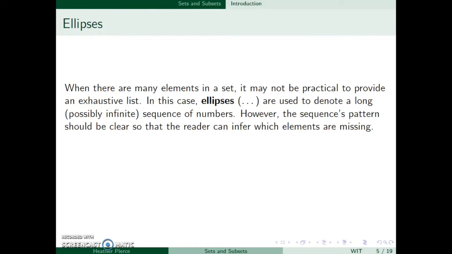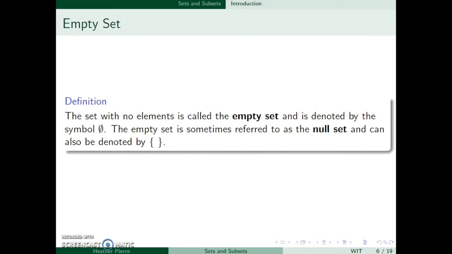When there are a lot of elements in the set, we may not want to write down the entire list. So we can use these ellipses, which is just a set of 3 dots. And these indicate really long or possibly infinite sequences of numbers. However, the pattern of the sequence has to be clear so that the reader can determine the next elements. So for example, B equal to 1, 3, 5, up to 99, we can see that the pattern is all odd numbers less than 100. If we let C be equal to 3, 6, 9, 12, etc., we can see that this is all the multiples of 3.